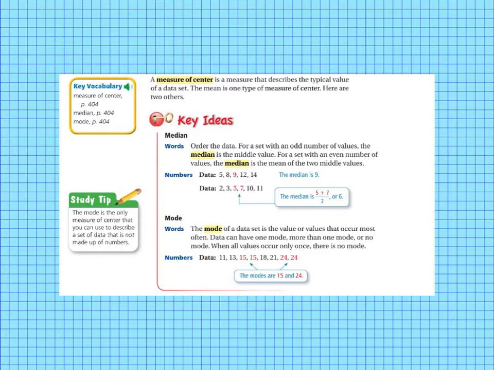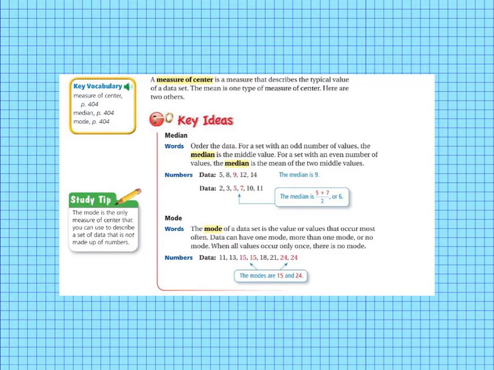We're going to start with a vocabulary review. A measure of center is a measure that describes the typical value of a data set. The mean is one type of measure of center. Here are two others. Be sure these key ideas make it into your notebook. Median. Order the data. For a set with an odd number of values, the median is the middle value. For a set with an even number of values, the median is the mean of the two middle values.